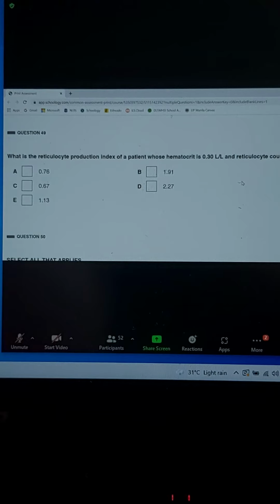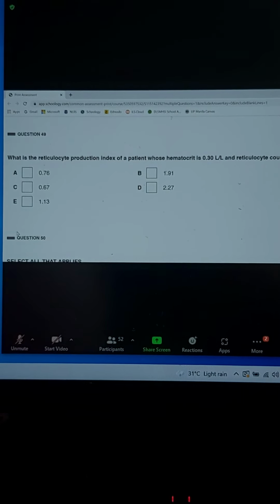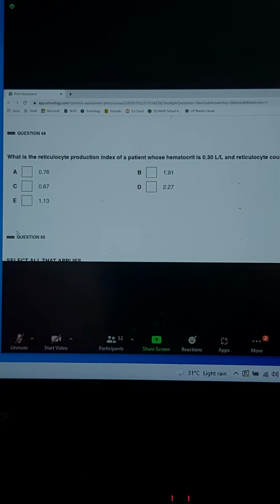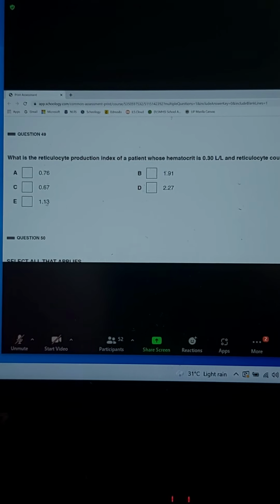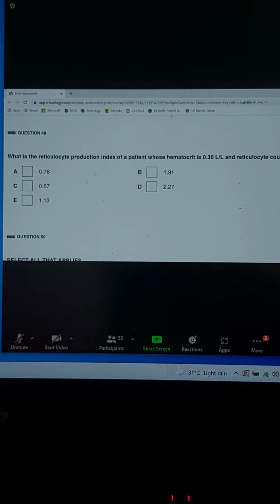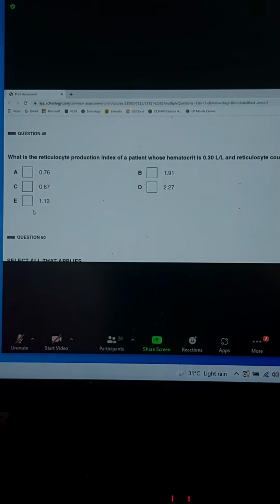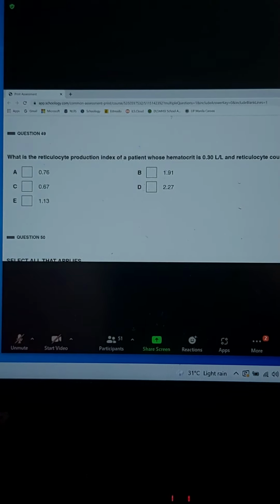So, the correct answer is letter E, 1.13. Walang percent. 1.13 is yung RPI natin. Is it adequate or inadequate erythropoiesis ng 1.13 na RPI? Inadequate po.